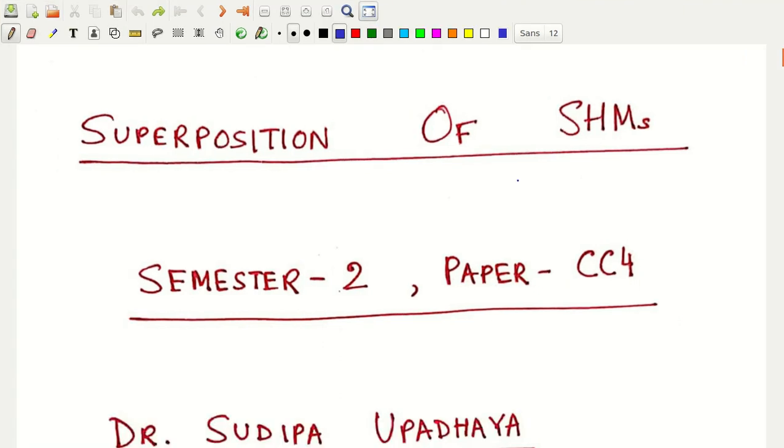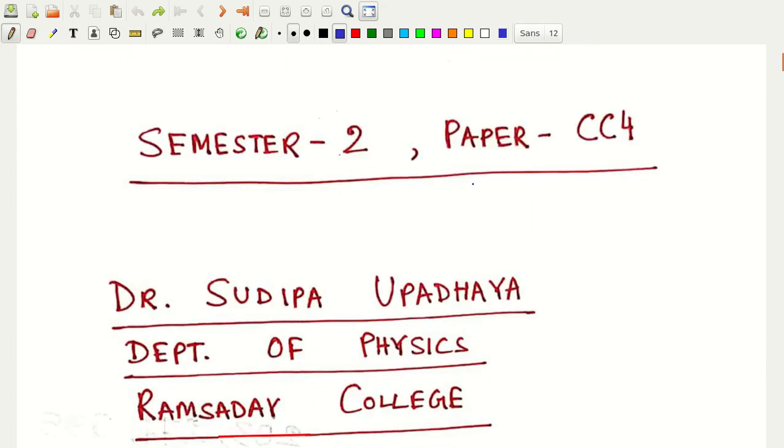Welcome everyone. Today we are going to study the superposition of simple harmonic motions, and this is included in the semester 2 paper CC4 according to the Calcutta University syllabus.